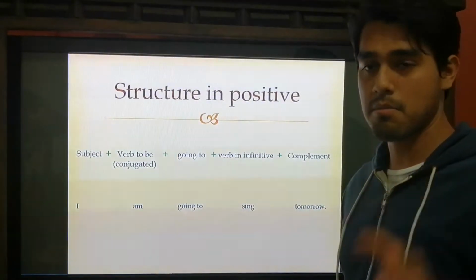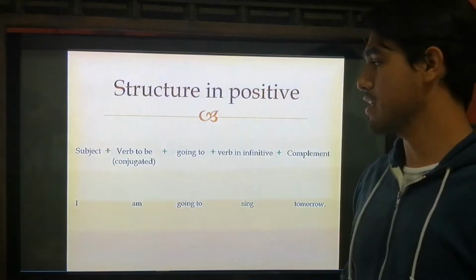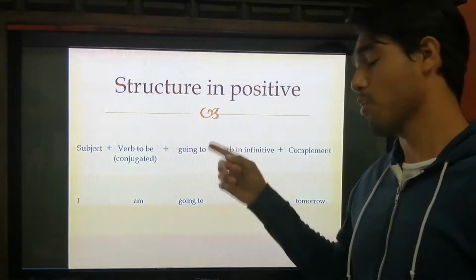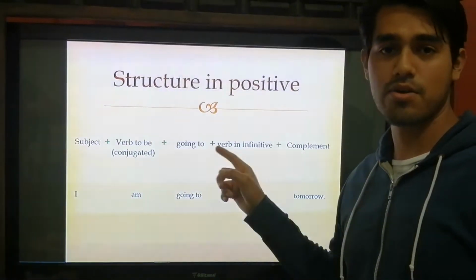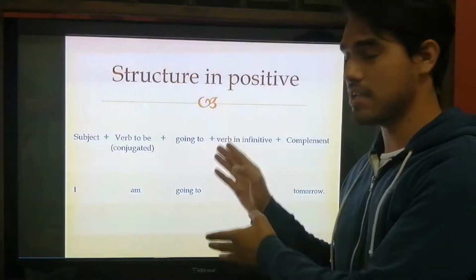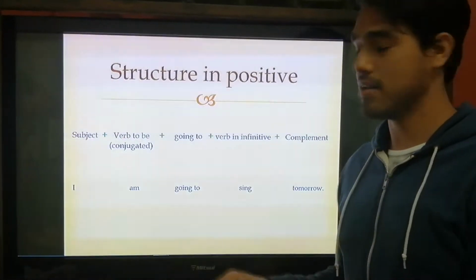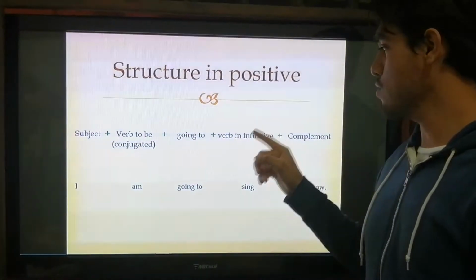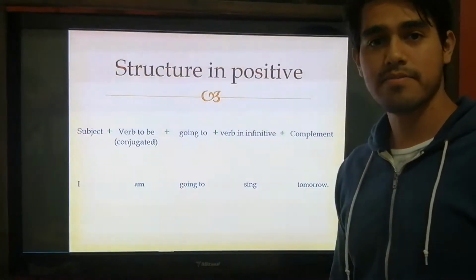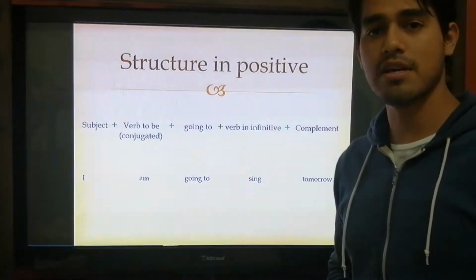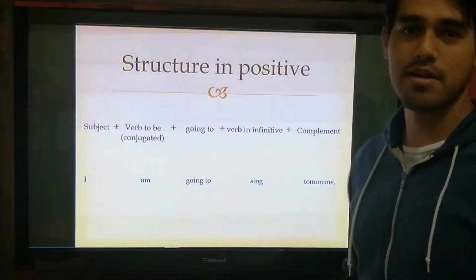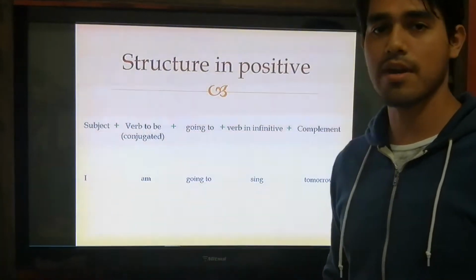You have to remember that after the verb to be conjugated, we're going to use going to. It will not change. It is going to stay that way, going to. Then we're going to use a verb in infinitive. It can be any verb, but the form of this verb is going to be in infinitive. And then a complement. The complement can be anything you want.